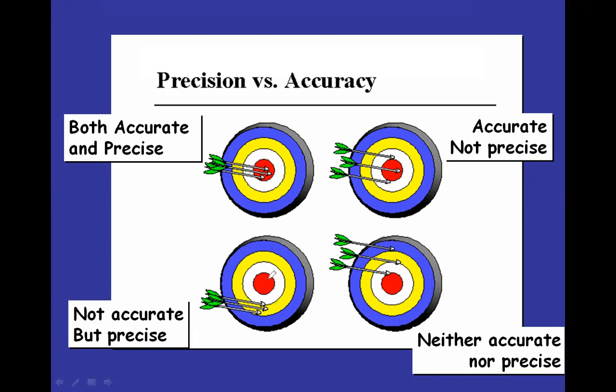Here also, all the three darts are not at our main aim. So here also it is not accurate and not precise. Okay. So I hope you understand what is really the difference between accuracy and precision. Let's move ahead with this knowledge.